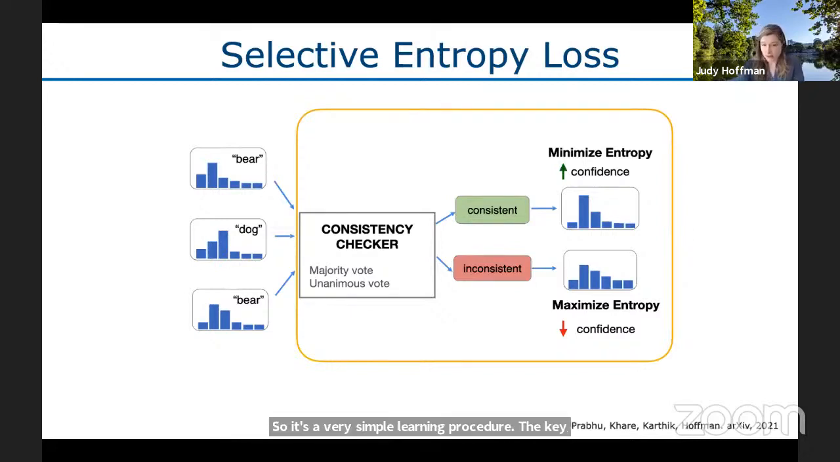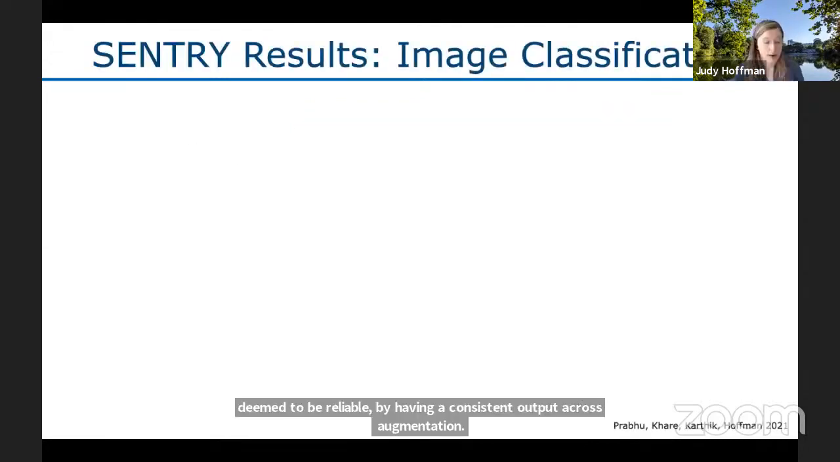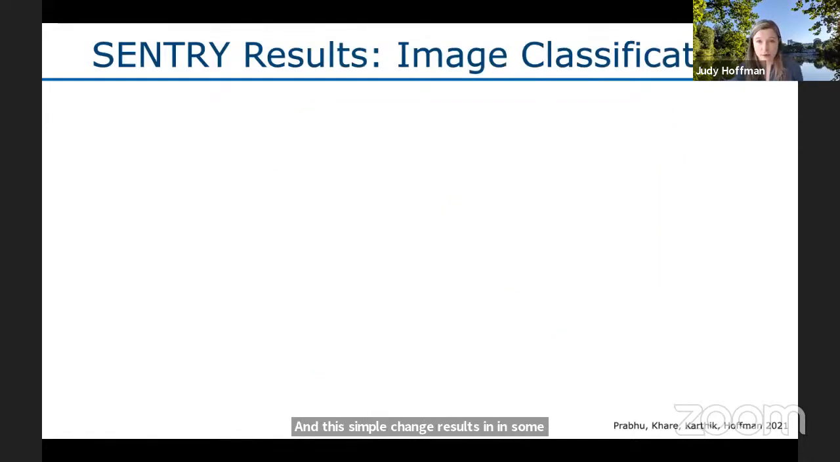The key difference is really that instead of treating every instance identically, we're going to make sure that we first judge each instance based off of its notion of reliability under the current learning setting. And we're only going to trust the instances that were deemed to be reliable by having a consistent output across augmentations. And this simple change results in some pretty substantial performance improvements.